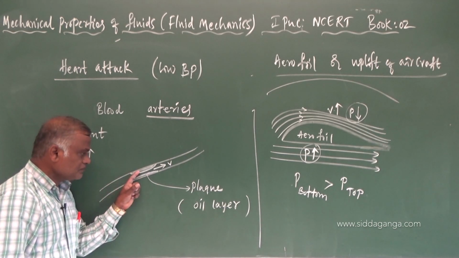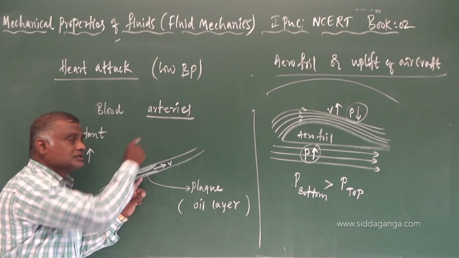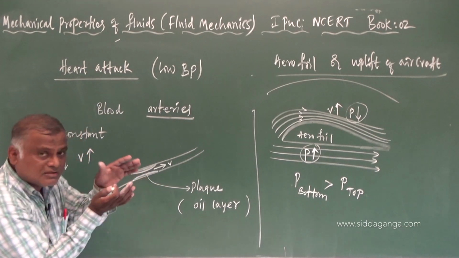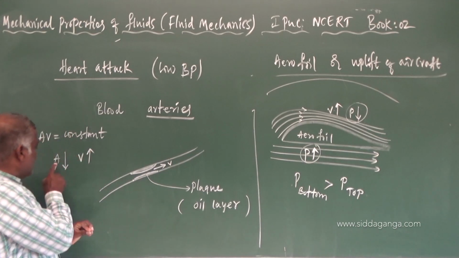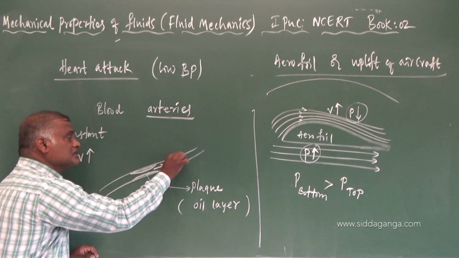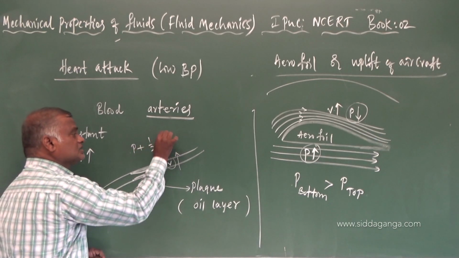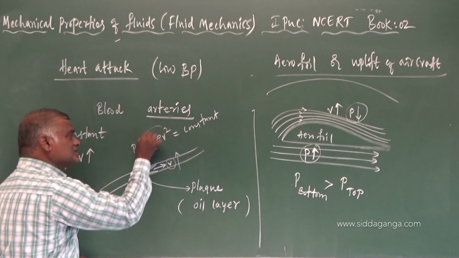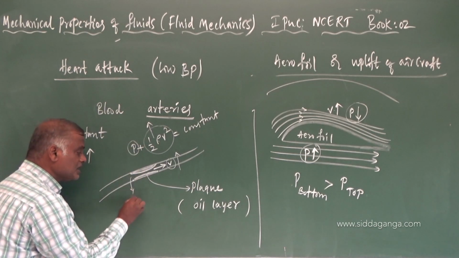Because of this deposition of oil onto the walls of the arteries, the area of these veins becomes less. Contract ಆಗಿಬಿಡ್ತು, ಏರಿಯಾ ಕಮ್ಮಿ ಆಯಿತು. When area decreases, velocity should increase. When velocity increases, what does Bernoulli's theorem say? Pressure energy per volume plus kinetic energy per volume should remain constant. Once this content increases, what happens now? There is a decrease in pressure.